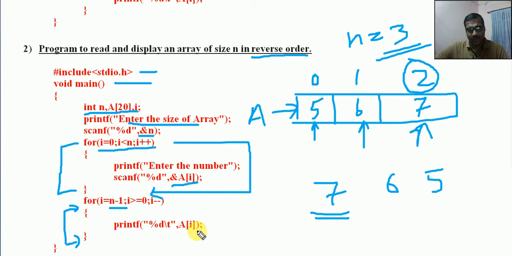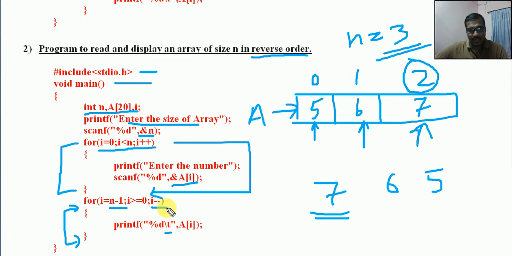a of i means, what is i? n minus 1, 3 minus 1, that is 2. a of 2 is 7, that will be printed. Then \t, a tab will be added. Okay, next iteration, again i equal to i minus minus. Just look here.